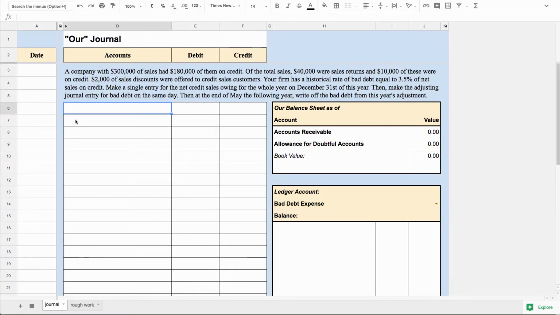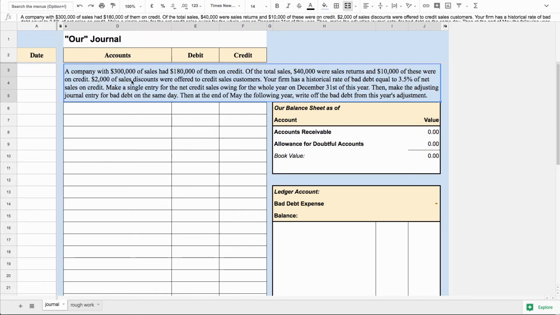When you read this, there's quite a bit of information. And what you have to understand is that the only thing that would generate bad debt is sales on credit. People who buy stuff from you with cash aren't going to not pay you because they already have, right? So what you want to figure out is, what is my net sales on credit, after all deductions? In other words, what is the total amount of sales on credit? In this example, they tell you you've had 300,000 of sales total, but only 180,000 of them are on credit. It also tells you that of all these sales, 40,000 were returned. So customers bought stuff and decided they didn't want it. And of those, 10,000 of the returns were credit sales.